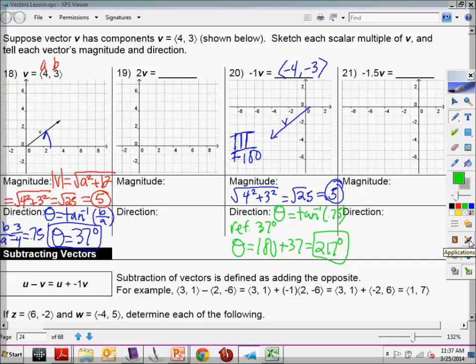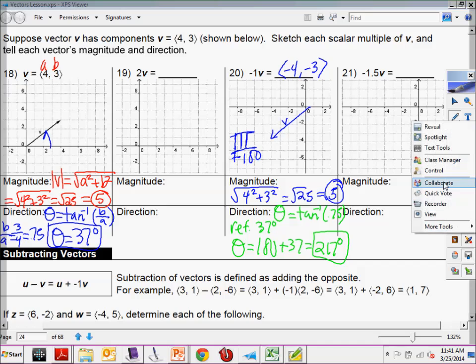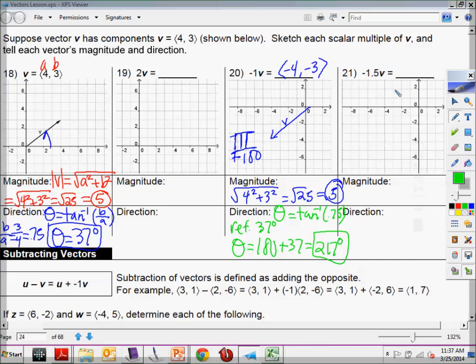Yes, it's 7.5. The magnitude for the last one? Yeah, 7.5. I hadn't gotten there. Can someone tell me really quick what the scalar is for 19? For 19, I got 8 and 6. What's my magnitude? 10.